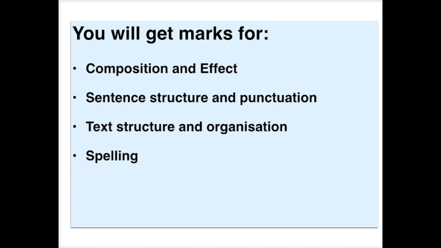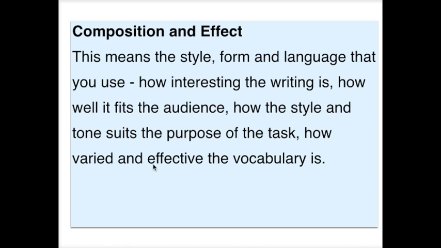Okay, if we now look at what you will get marks for, you get marks for 4 different categories. Category 1, composition and effect. 2, sentence structure and punctuation. 3, text structure and organization. And finally, spelling. Composition and effect, this means the style, the form, and the language that you use.